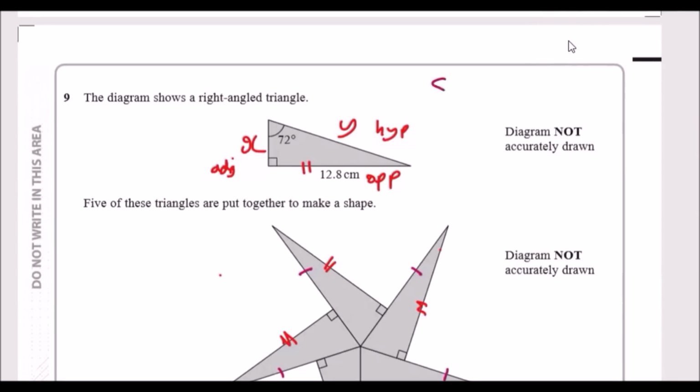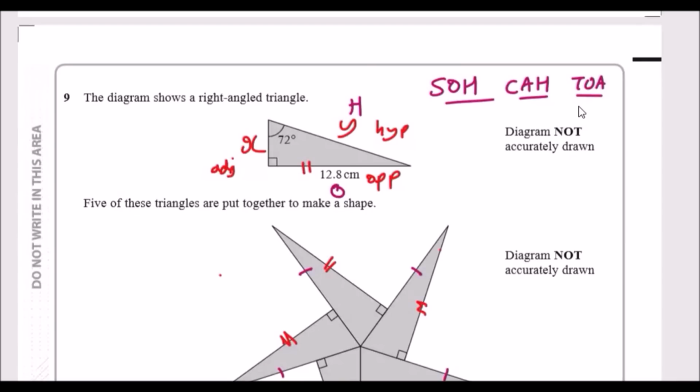SOHCAHTOA. What I'm going to do is use SOHCAHTOA first to find one of the sides, and then use Pythagoras' theorem to find the other side. So right now, let's find the value y. We already have one piece of information, which is the opposite, so we can call this O, and the value y is h. Using O and h, that's going to be SOH, because SOH has O and h.